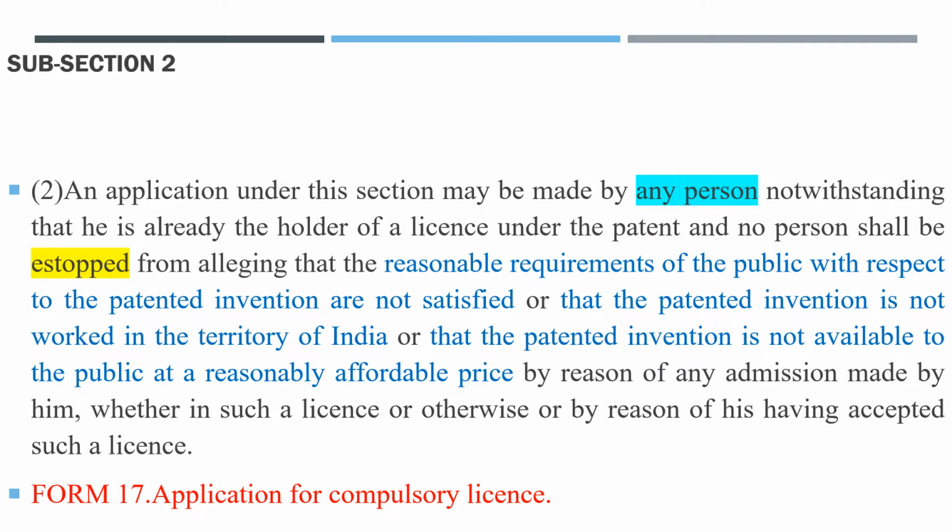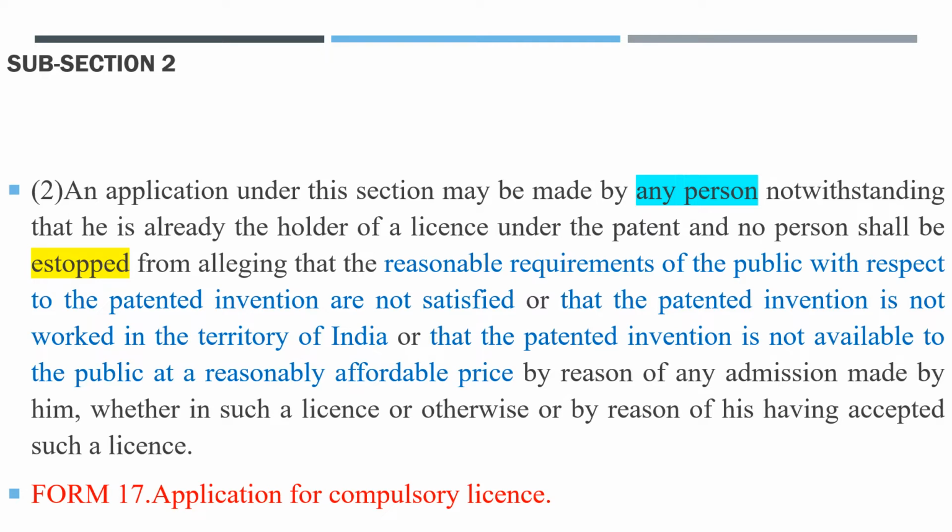Fine. So here, friends, while we were discussing subsection 1, you must have noticed that there we discussed any person interested. Okay, and here only any person. So this is the differentiation between these two subsections, that for subsection 1 the person was any person interested, and here any person. Fine, got the difference?